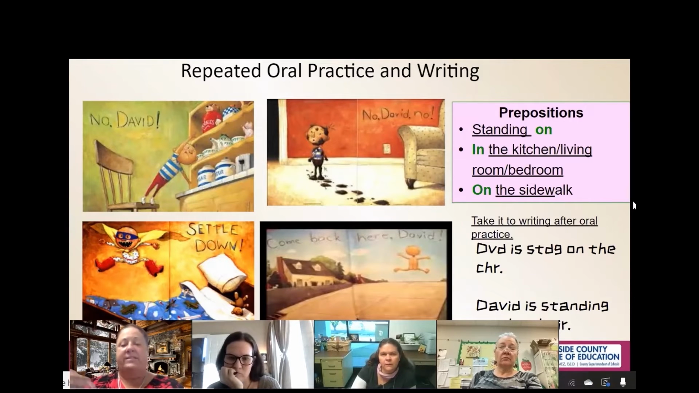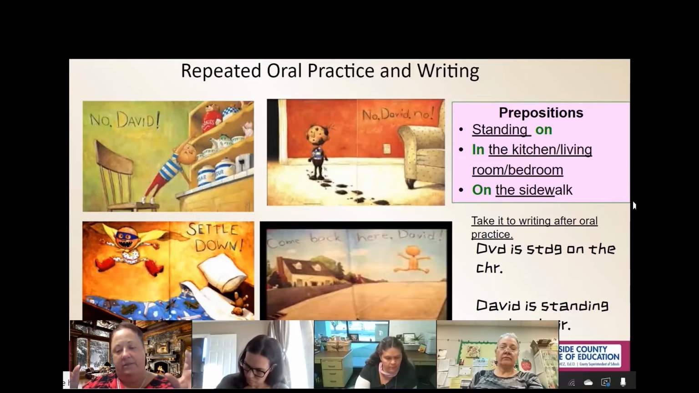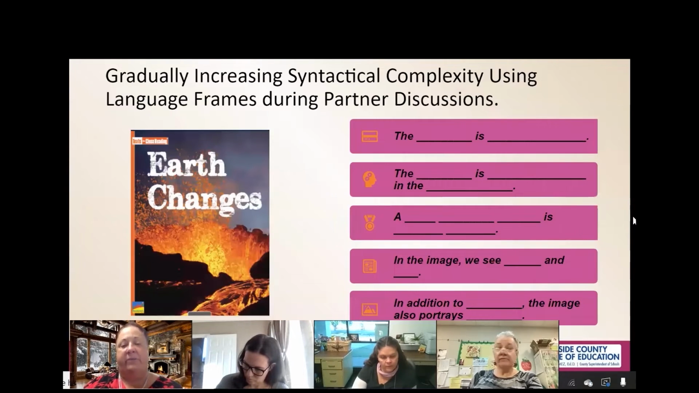So the boy is standing on the chair in the kitchen. So getting them to really practice that oral language, and then after that oral practice, we can take that to writing. So just getting them comfortable with, at the sentence level, working on the who and the what, you know, and really working on that syntactical structure and working on that in their writing.